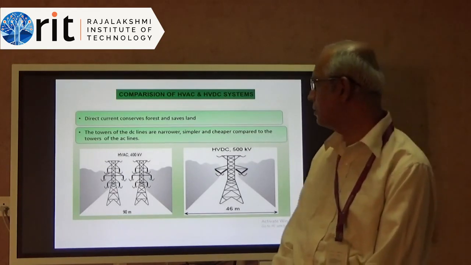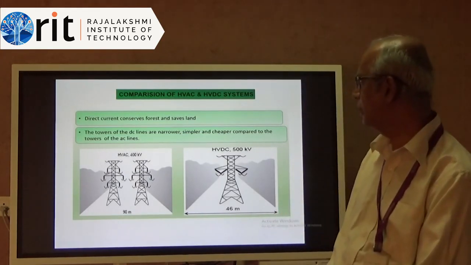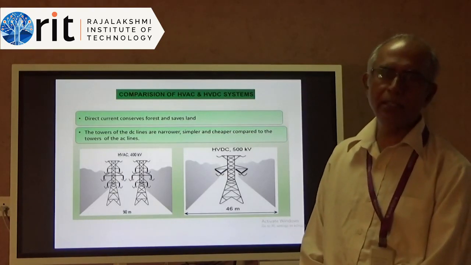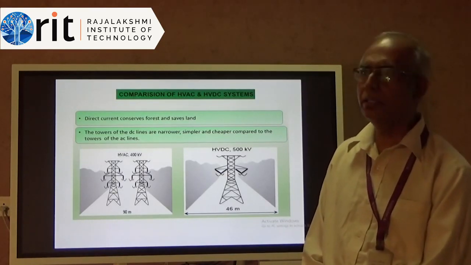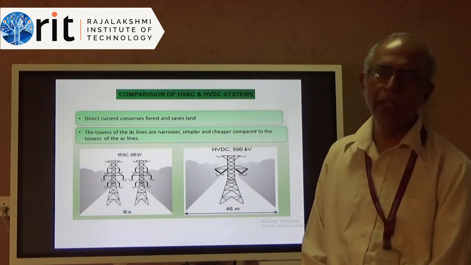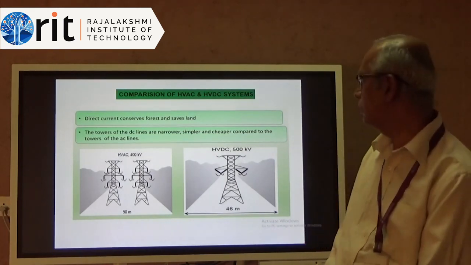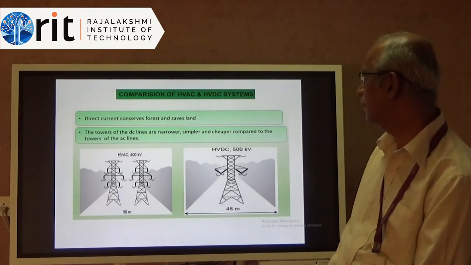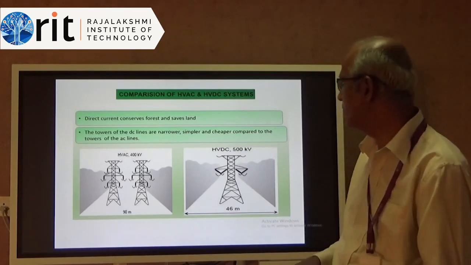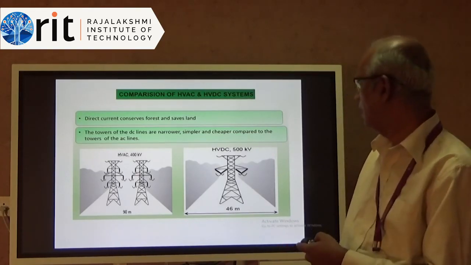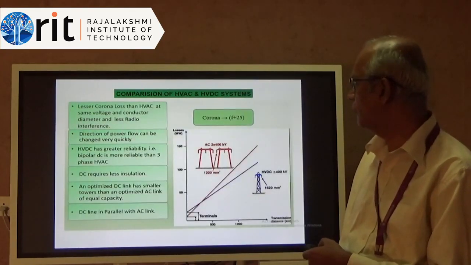So the cost wise is going to be less, the right of way cost is going to be less, and many times this transmission runs over long distances, over forests and so on. We are not disturbing the ecology also, because the amount of area which you are going to destroy is going to be lesser. So the towers of the DC lines we say are narrower, simpler and cheaper, right? So that is also an advantage.